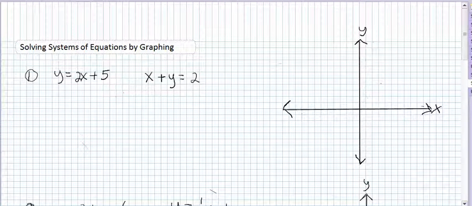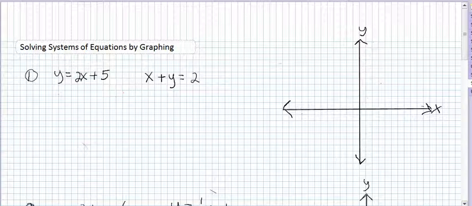Okay, so today we're going to be doing solving systems of equations by graphing. On each problem you're going to have two equations, and we're going to graph not only one line but both lines, and we are going to observe where they might possibly intersect.